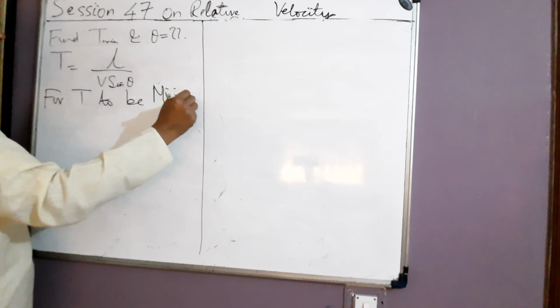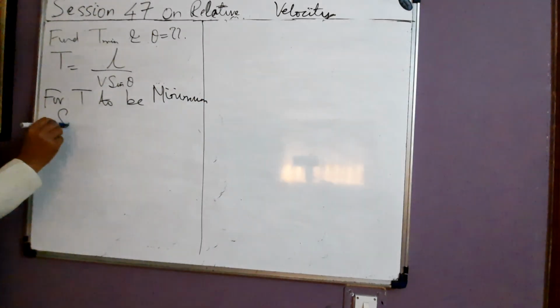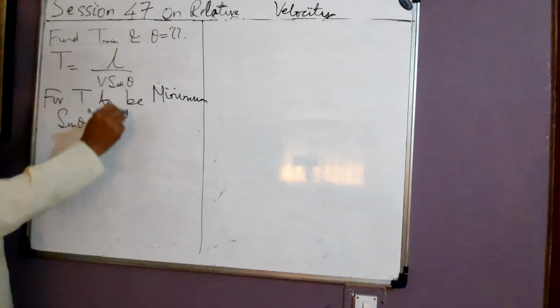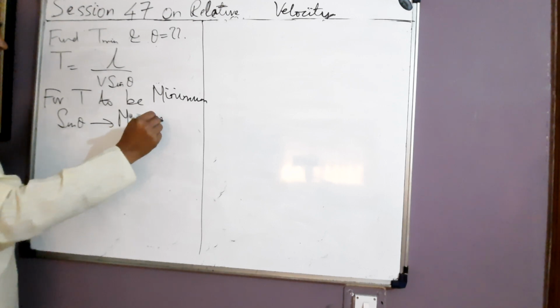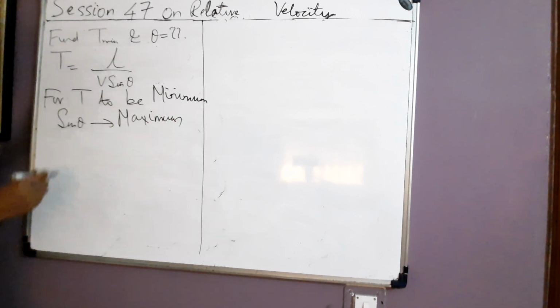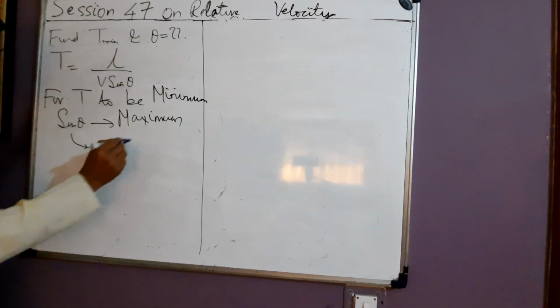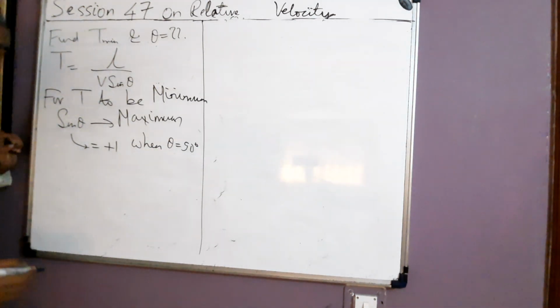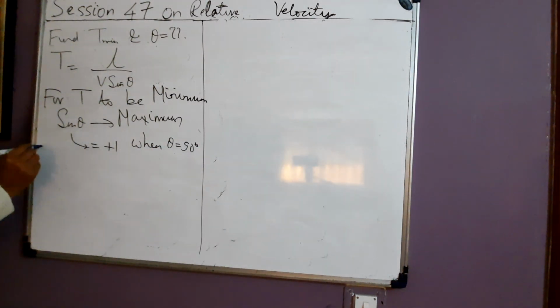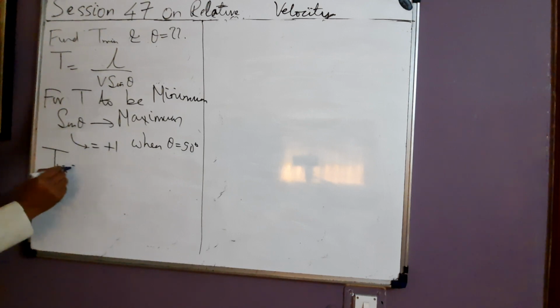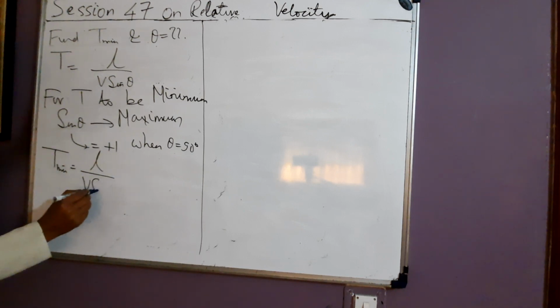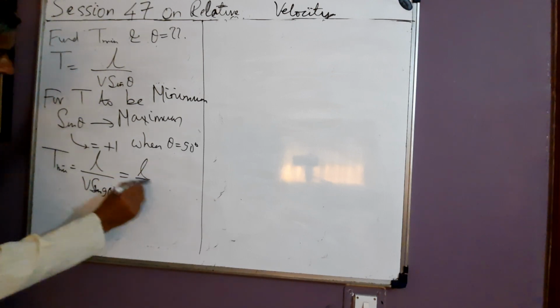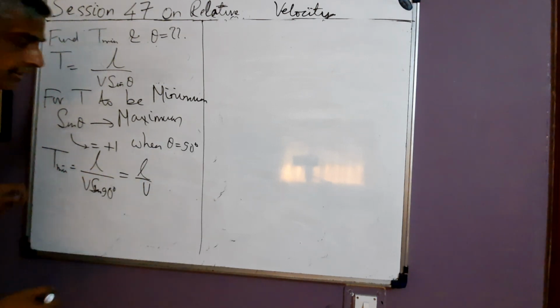For T to be minimum, sine theta should be a maximum, that is plus 1, when theta is equal to 90 degrees. Then T minimum will be equal to L by V sine 90 degrees, that is just L by V, when theta is 90 degrees.